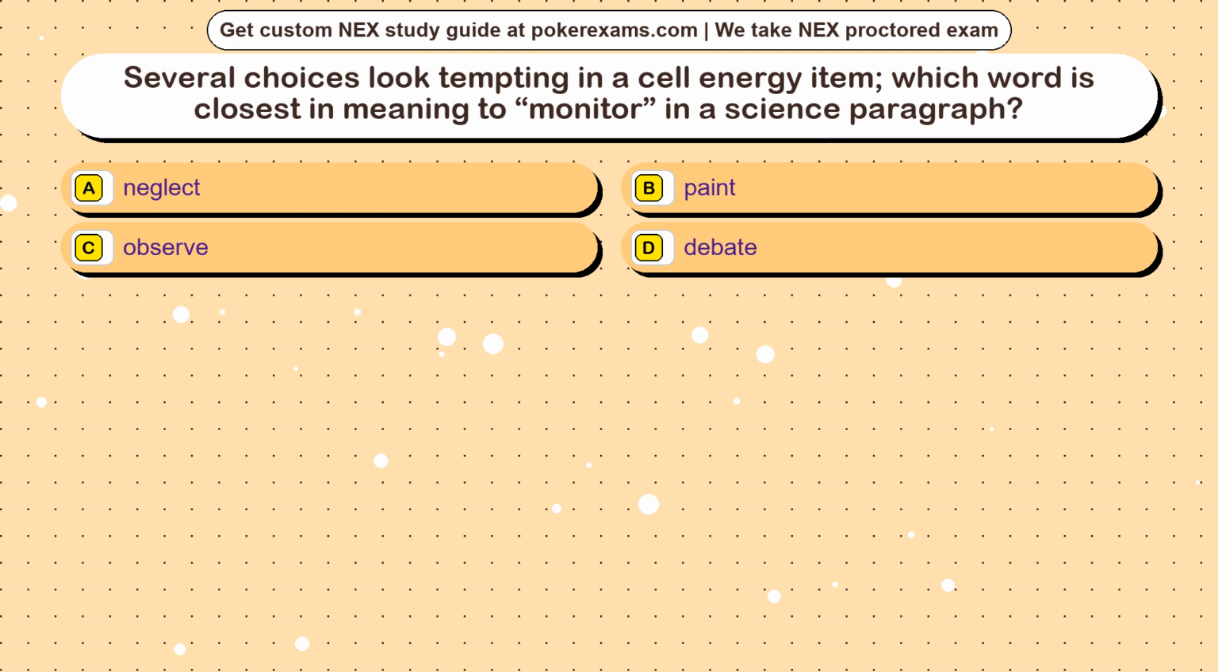Question 12. Several choices look tempting in a cell energy item. Which word is closest in meaning to monitor in a science paragraph? Option A, to neglect. Option B, paint. Option C, observe. Option D, debate.